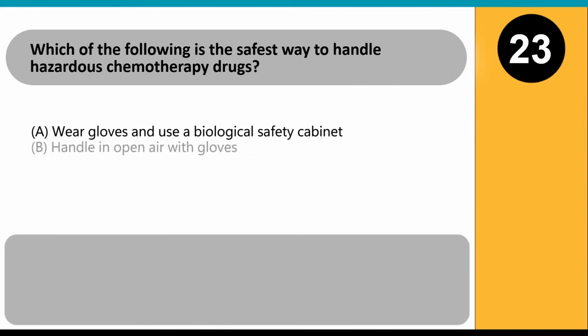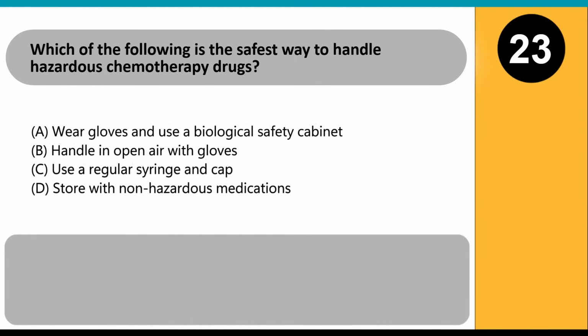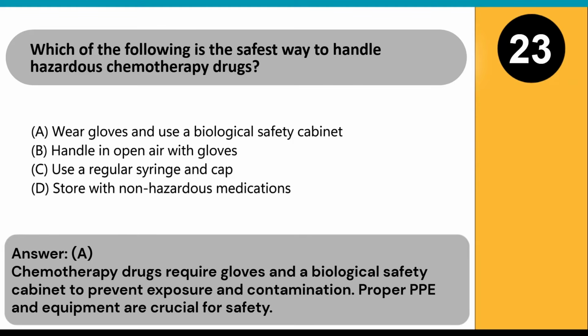Which of the following is the safest way to handle hazardous chemotherapy drugs? A. Wear gloves and use a biological safety cabinet. B. Handle in open air with gloves. C. Use a regular syringe and cap. D. Store with non-hazardous medications. Answer: A. Chemotherapy drugs require gloves and a biological safety cabinet to prevent exposure and contamination. Proper PPE and equipment are crucial for safety.